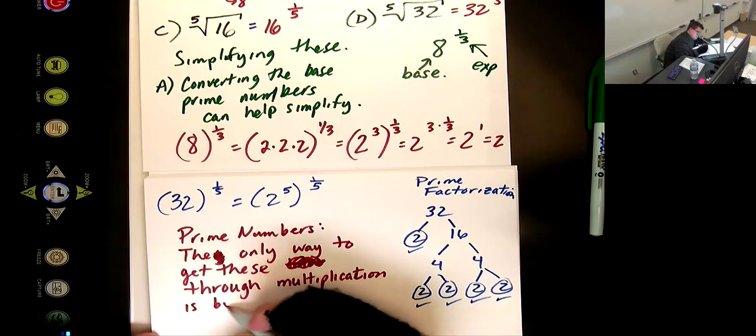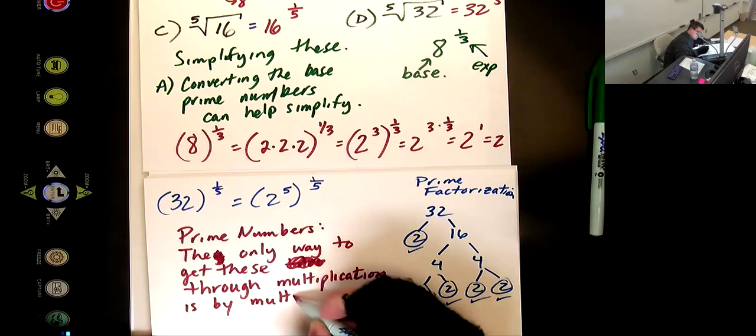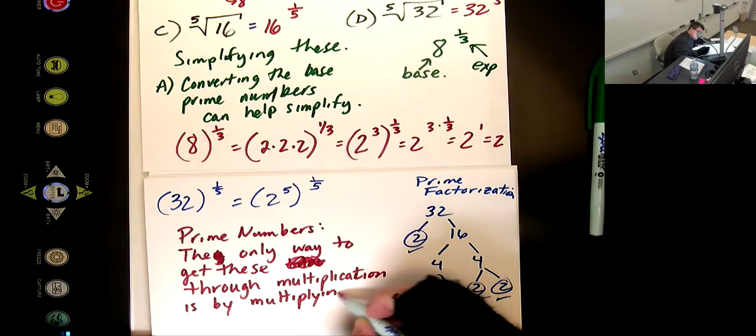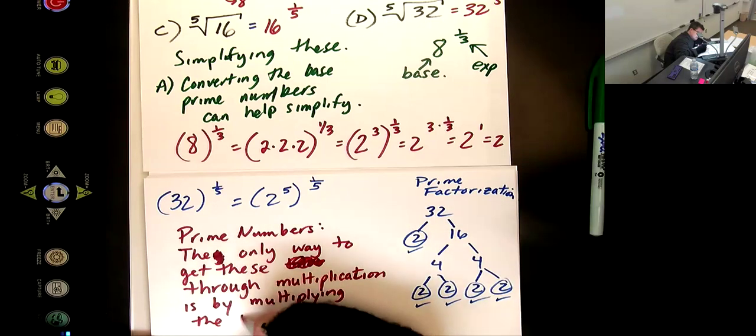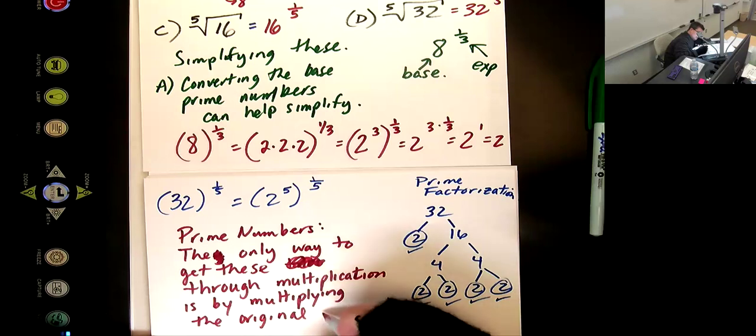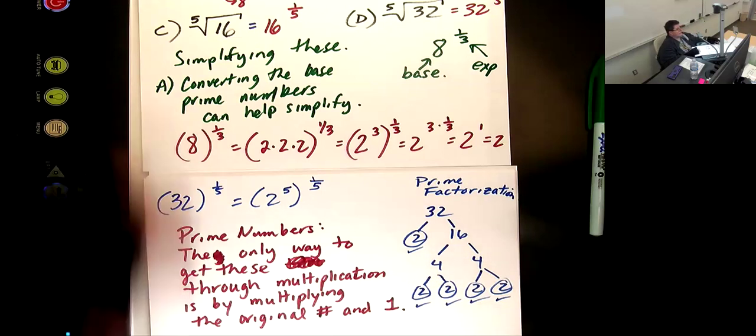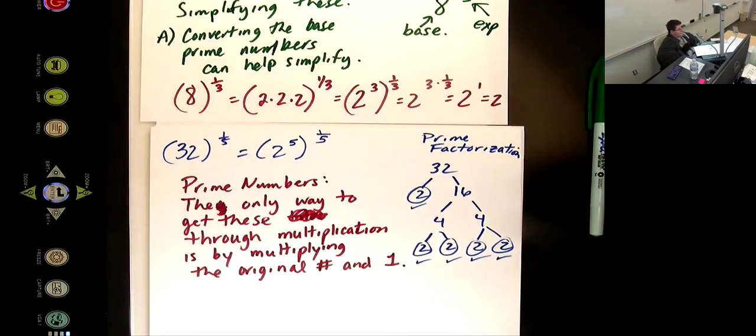is by multiplying themselves and 1. The original number and 1. For example, 2, 3, 5, 7. 11 is the next one. 13. 17 is the next one. 19 is a prime.